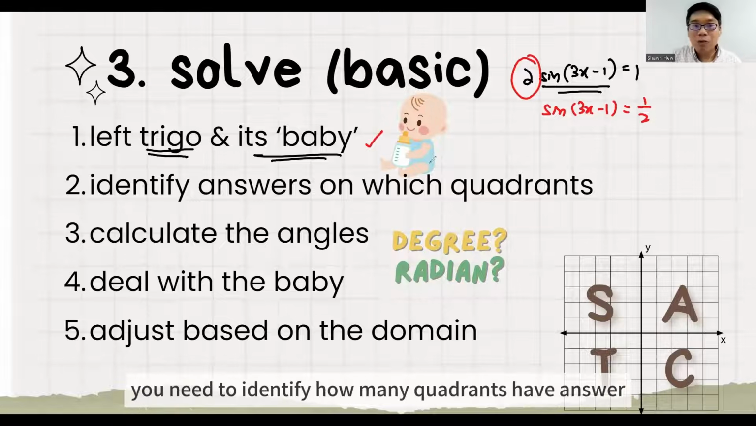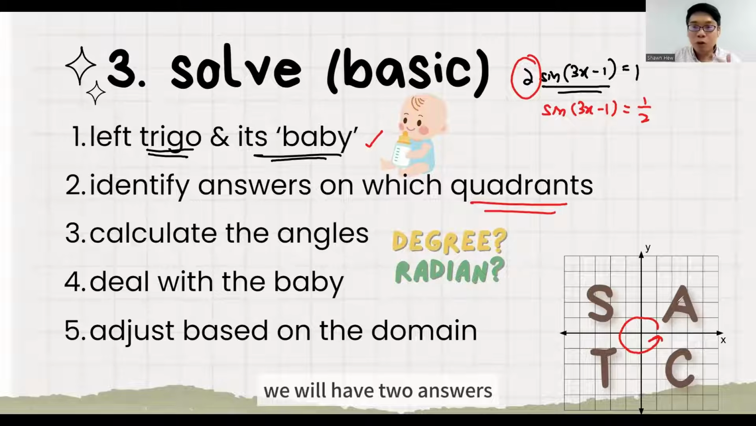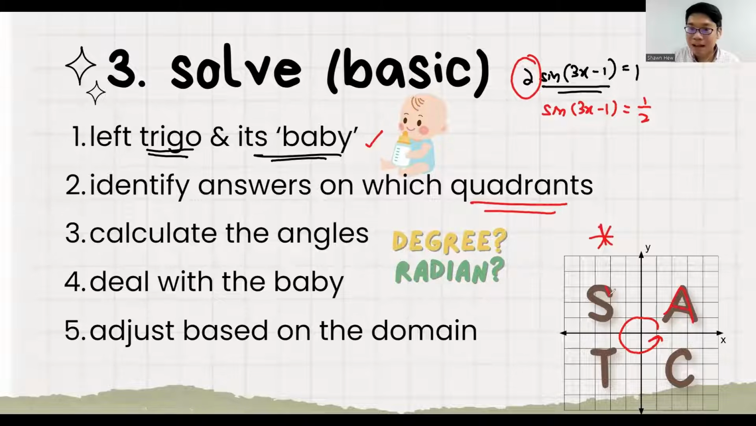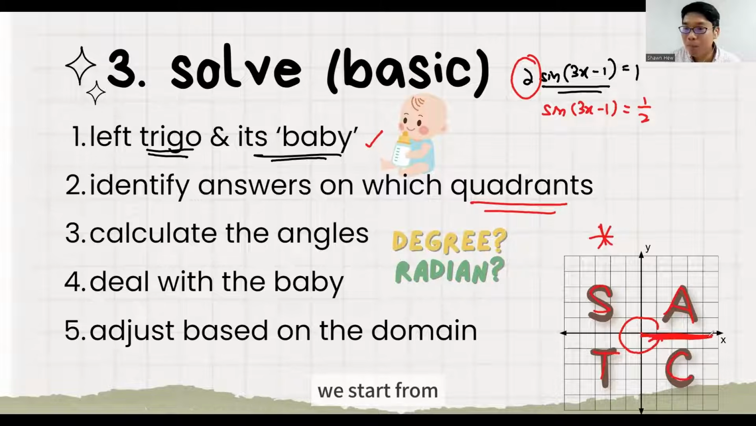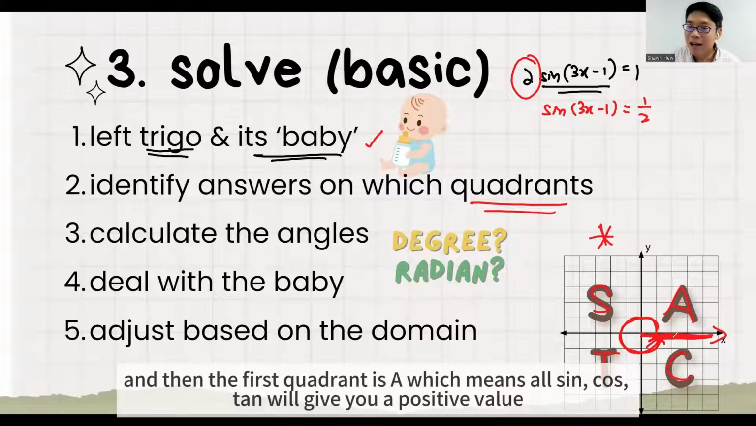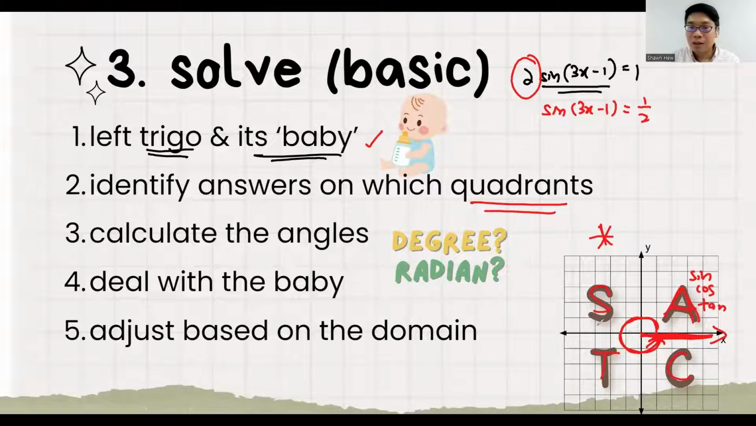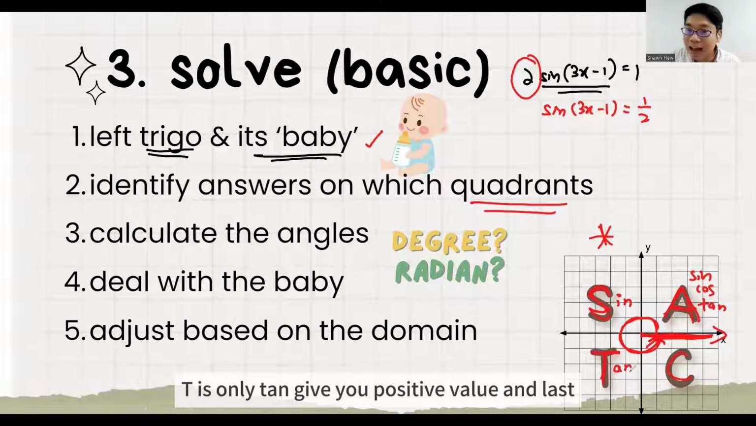Second step, in trigo, you need to identify how many quadrants have answers. Usually in 360 degree, which is one complete cycle, we will have two answers. So you must be familiar with A, S, T, C. The sequence must be correct. We start from positive x-axis and then turn anti-clockwise. And then the first quadrant is A, which means all sine, cos, tangent will give you a positive value. Then we turn to S. S means that only sine give you positive value. Then we go to T. T is only tangent give you positive value.